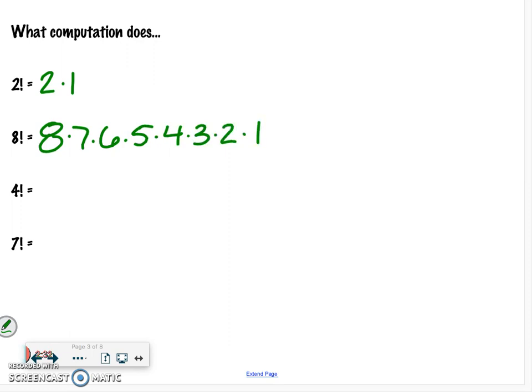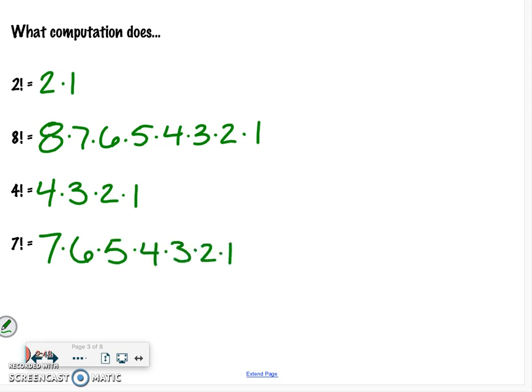Same thing for 4 factorial. Start at 4, go down to 1. So 4 times 3 times 2 times 1. And lastly, 7 factorial, same thing. 7, 6, 5, 4, 3, 2, 1. Alright, factorials are simply just multiplying all those numbers together. Thankfully, we have our calculator that we can plug the factorial into. These ones we're not solving, we're just writing the computation.